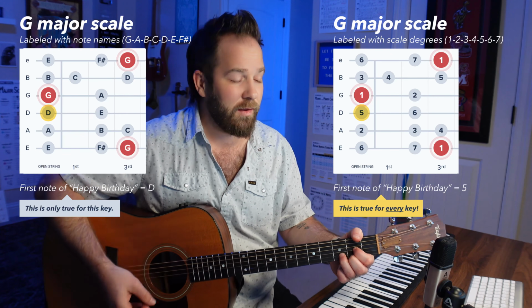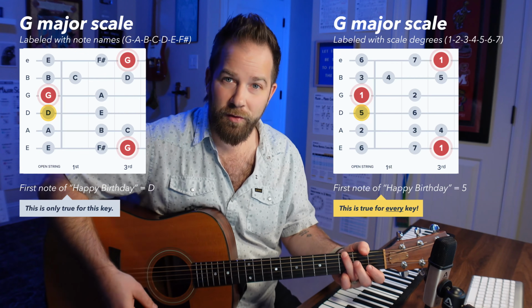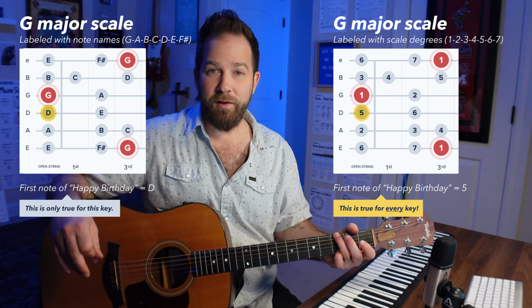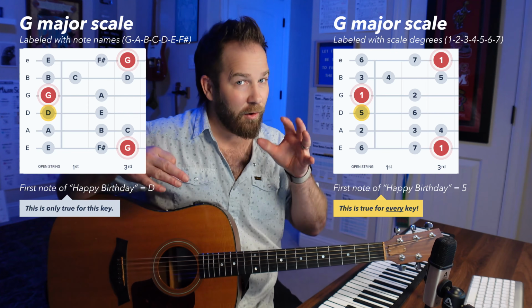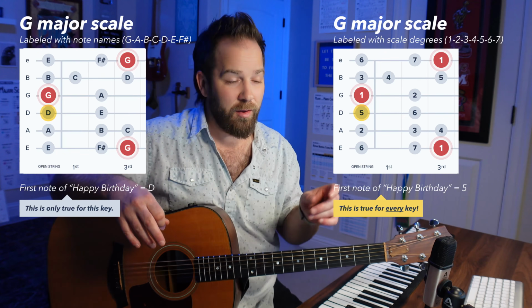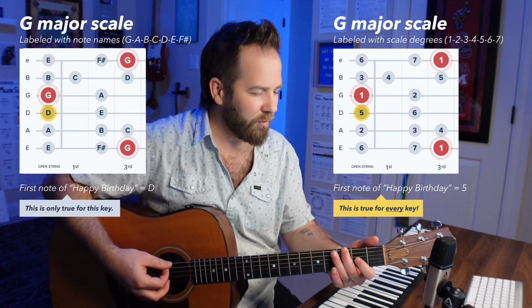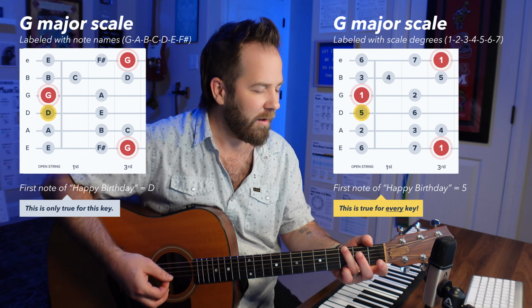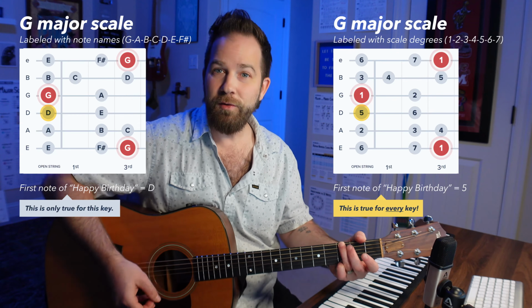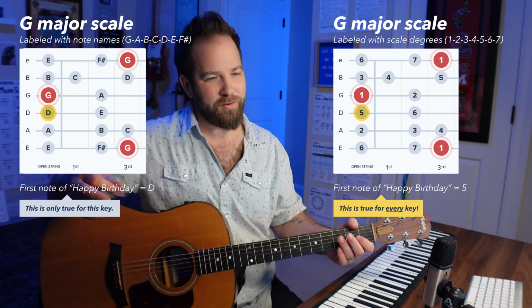Happy birthday to you. Okay, so that's another place that understanding scale degrees can help. Because again, the notes are going to change from scale to scale. But if we can see these scale degrees, 1, 2, 3, 4, 5, happy birthday to you. Okay, that's one simple example.